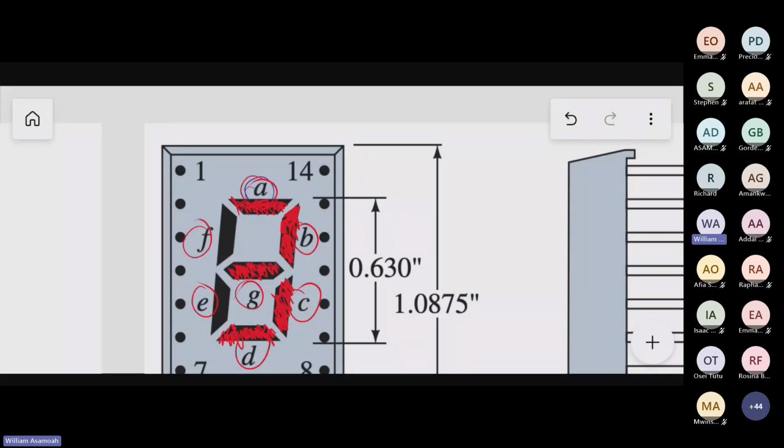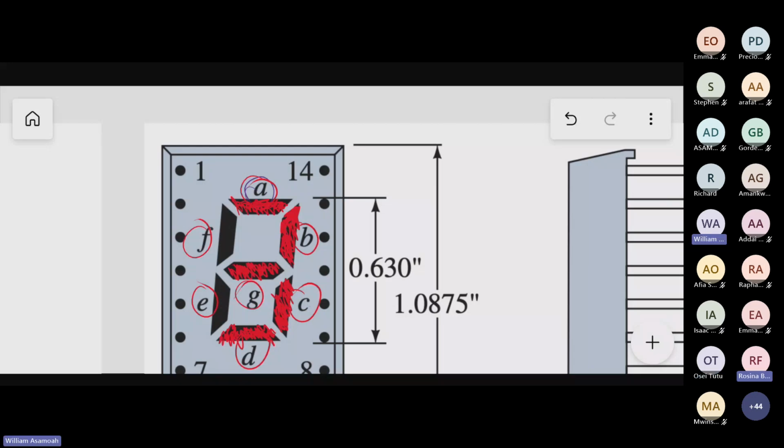Okay, so Precious says, can I go over it again? Which part should I go over again? The 7-segment display or what? If it's the 7-segment display, just give me a thumbs up, or you can write it in the comments for me.